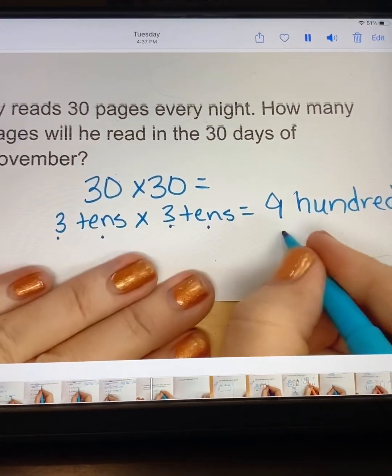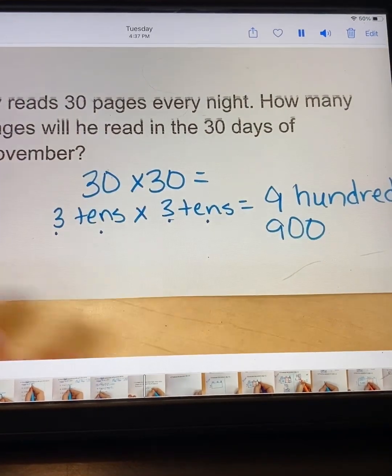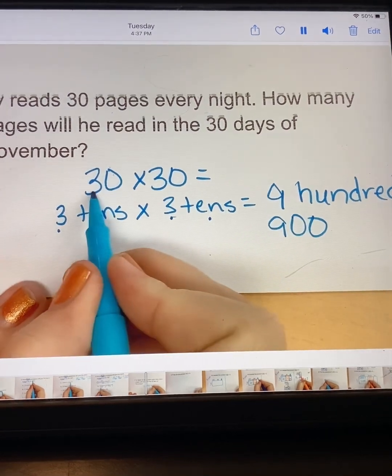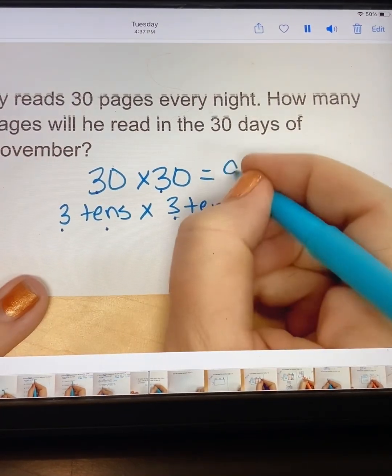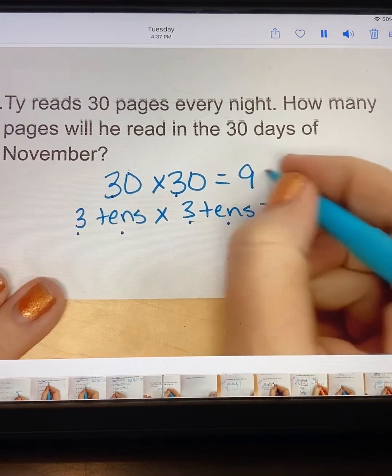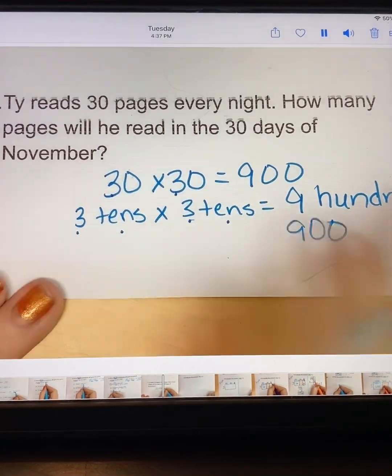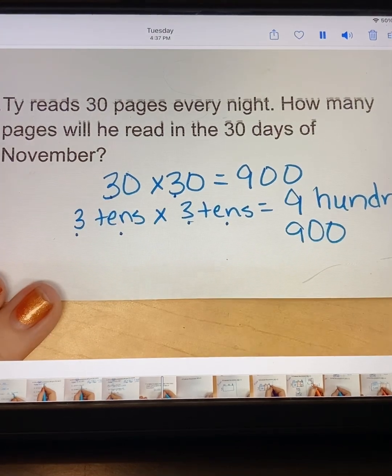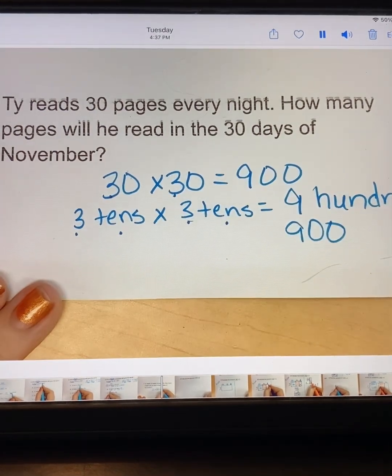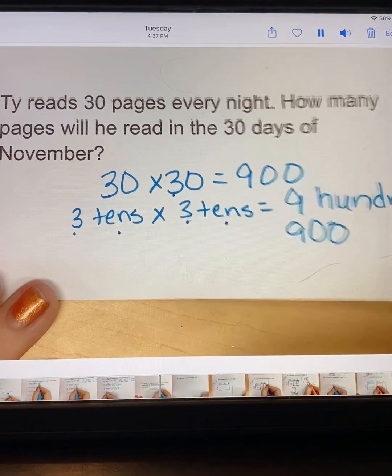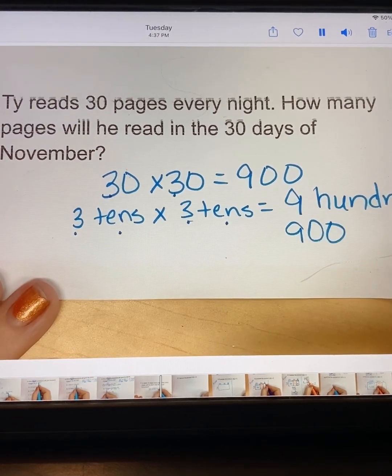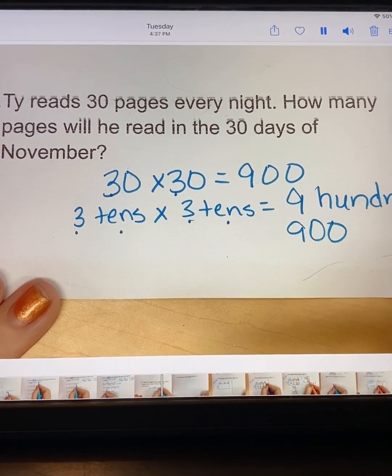So we have 900. And you could also say, what's 3 times 3? Well, 3 times 3 is 9. I have 2 zeros, so I'm going to write down my 2 zeros, okay? But we just want kids to have some number sense behind while we're adding those zeros. There is a reason for that, okay? So he reads 900 pages in the month of November.